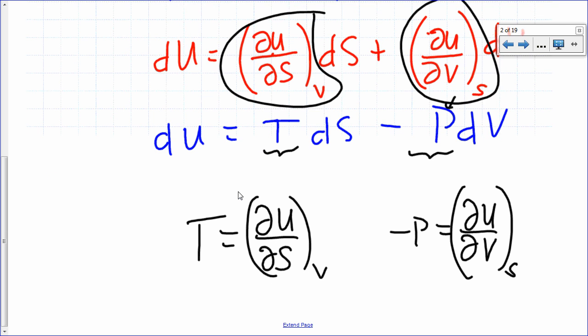So if I were to ask you, in this classroom, what is the partial derivative of the internal energy of this classroom with respect to its entropy? This classroom is at constant volume, so it's whatever the temperature of the room is. Okay, so that's the partial derivatives that you can get from that fundamental equation.